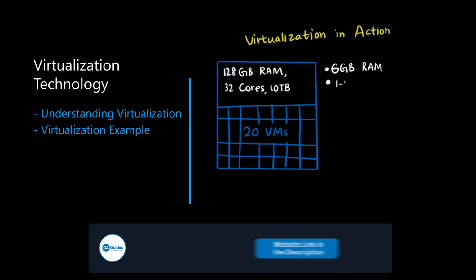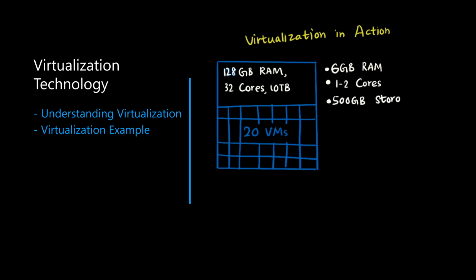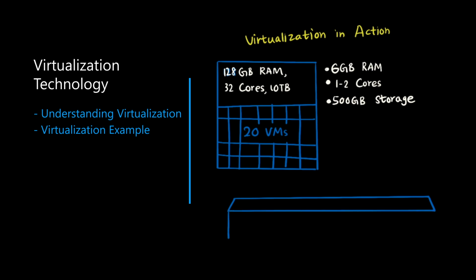Each virtual machine believes it's running on dedicated hardware, completely isolated from the others. One VM might run a web server, another a database, another a development environment, and so on. The hypervisor, which is the software layer that enables virtualization, manages resource allocation, ensures isolation between VMs, and handles the translation between virtual and physical resources.